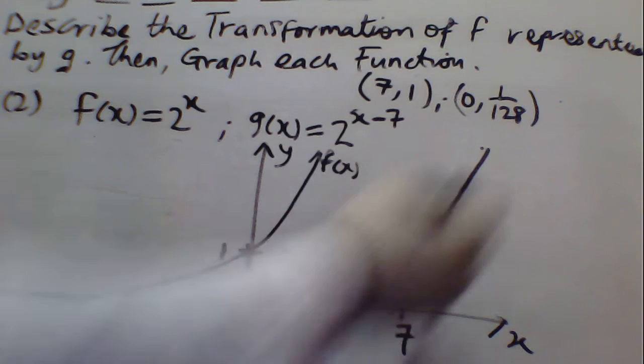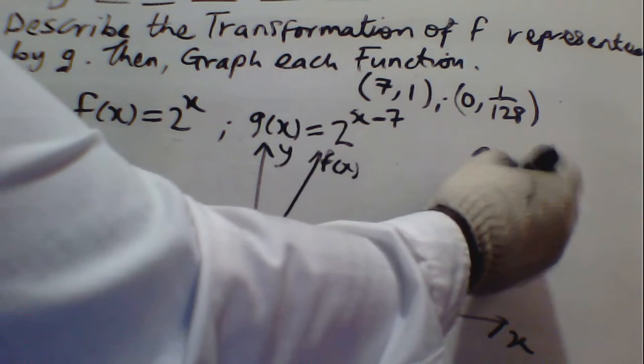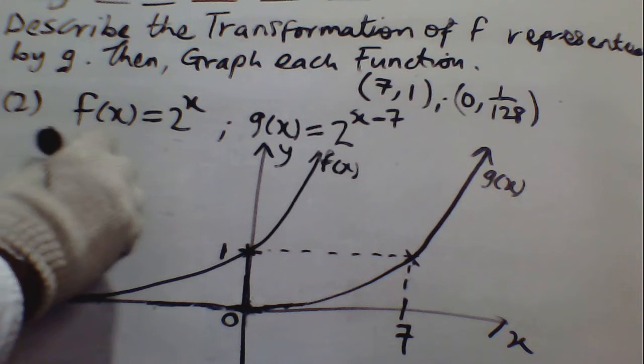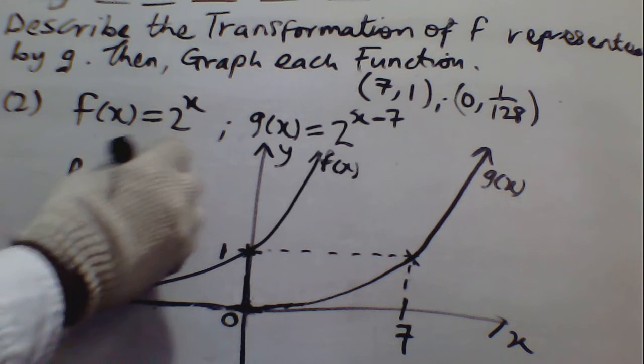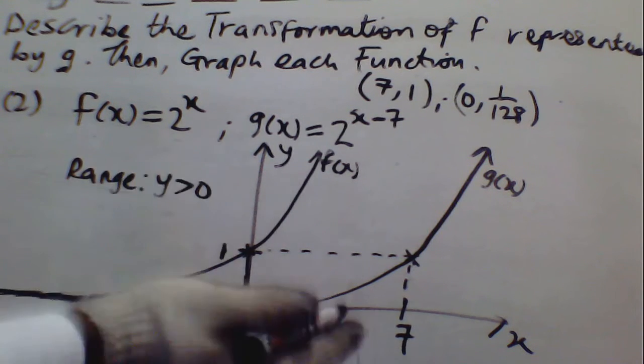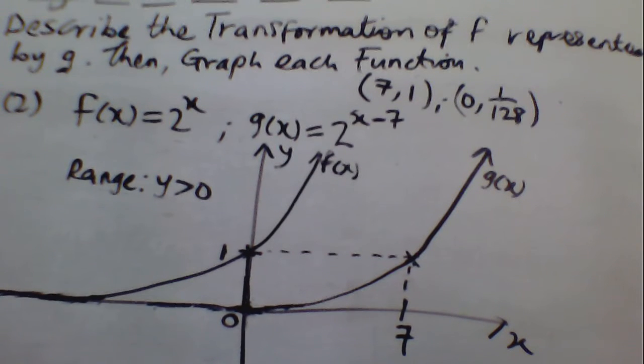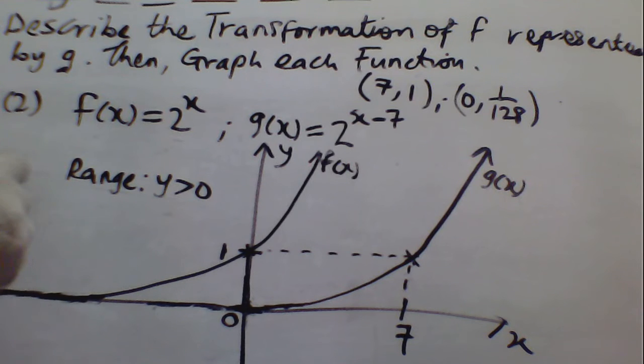So it is going to look like this. This is g of x. This is how the graph is going to look. Now, merely looking at it, if you try to define the range, it will be y greater than 0. It is up. So that is how it's going to look, and the domain is all real numbers.